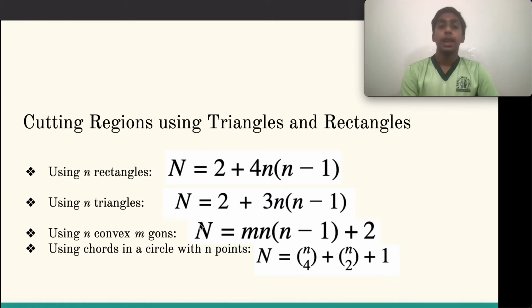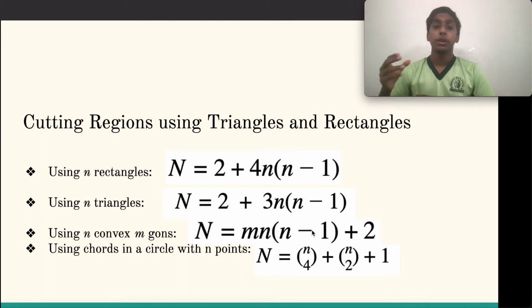Now, if you're using some number of m-gons, that's going to be m times n. So m is your number of sides. Your number of sides times n into n minus 1, plus 2. As you can see, this is just adapted based on the original formula. It's 2 plus m into n, because that's the number of sides times your n into n minus 1. And n is always just going to be your number of something. So here, big N is the number of regions, and small n is our number of m-gons.